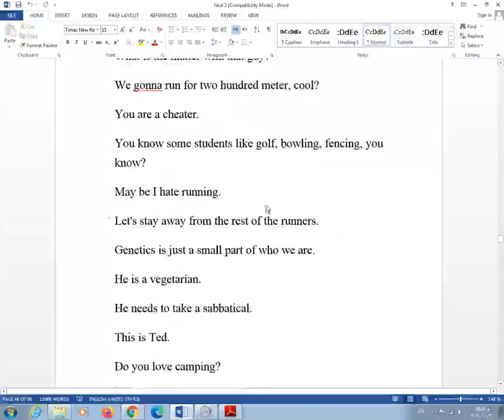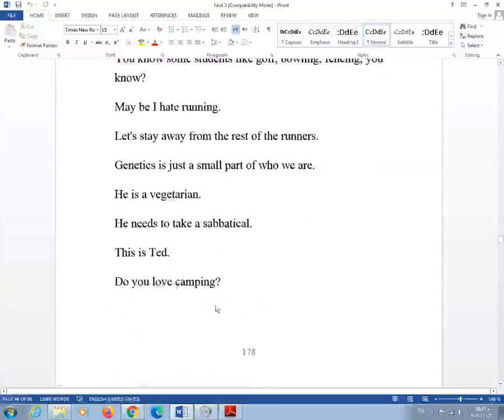Maybe I hate running. Falling intonation. Let's stay away from the rest of the runners. Falling intonation. Genetics is just a small part of who we are. Falling intonation. He's a vegetarian. Falling intonation. He needs to take a sabbatical. Falling intonation. This is Ted. Falling intonation. Do you love camping?